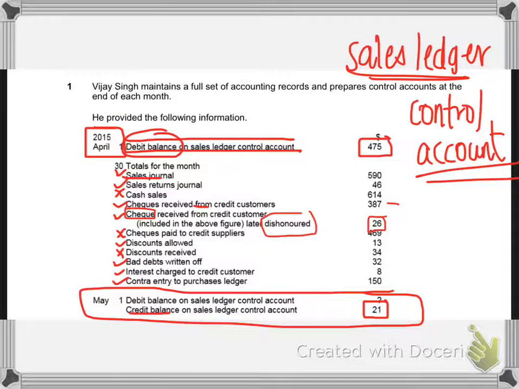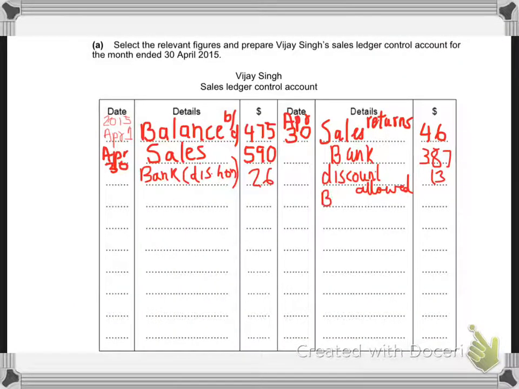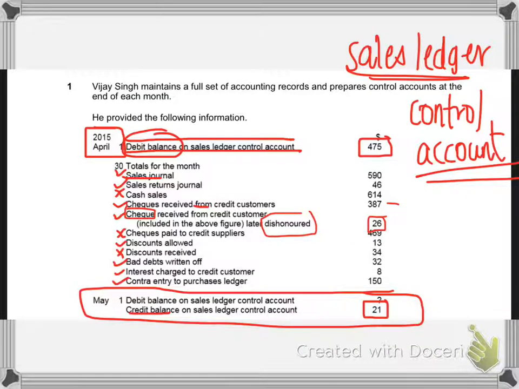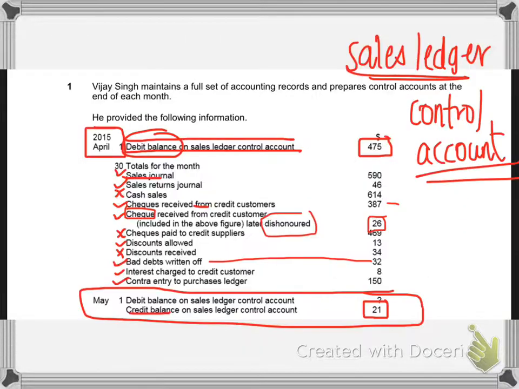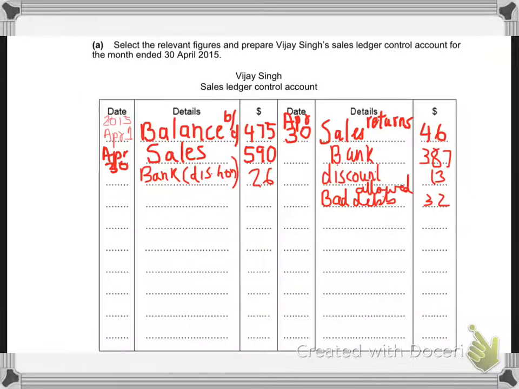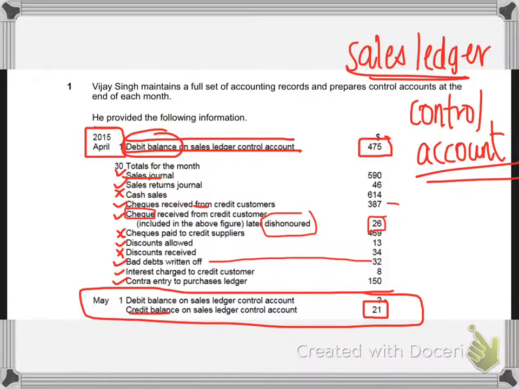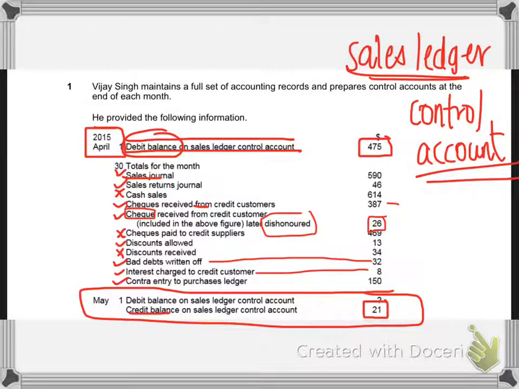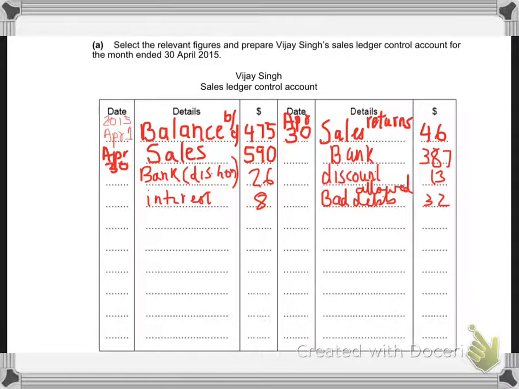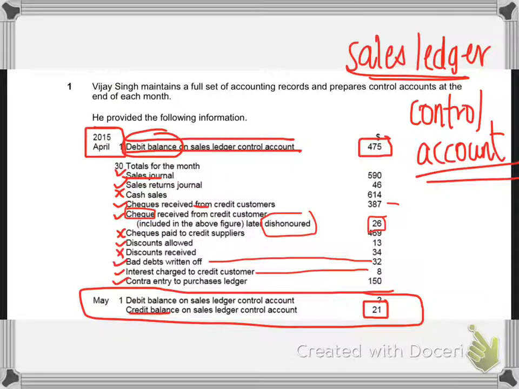Then we have bad debts written off. Bad debts go on the credit side again. So we record bad debts, and the amount is 32. After the bad debts, it is interest charged to customer. Interest goes on the debit side. You can write interest. So interest is 8. Then the contra entry, and the contra entry is going to go on the credit side. We can write set off or contra entry, and the amount is 150.